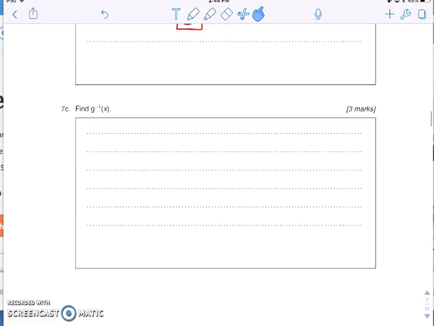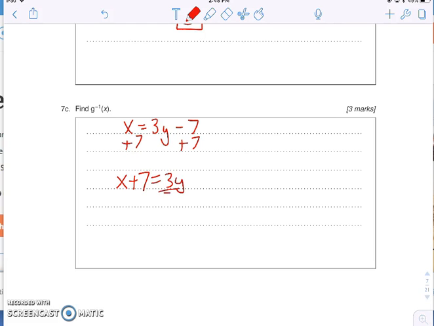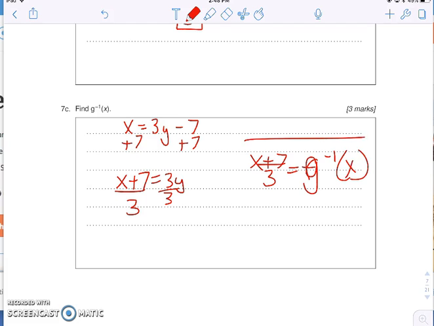And the last one, find the inverse of g. So x equals 3y minus 7. If we solve for y, we have x plus 7 equals 3y. Divide by 3. So x plus 7 divided by 3 equals, there's our inverse of g, sorry that got a little messy.